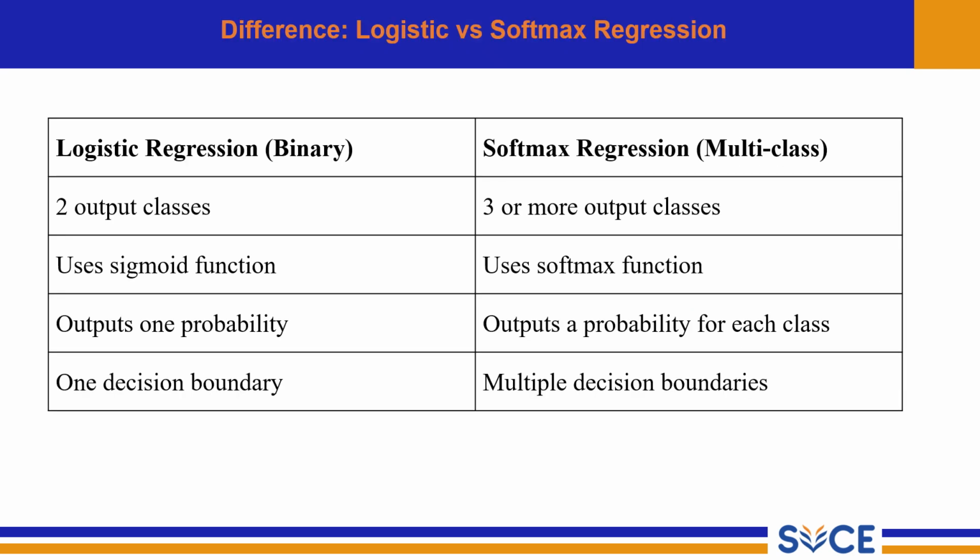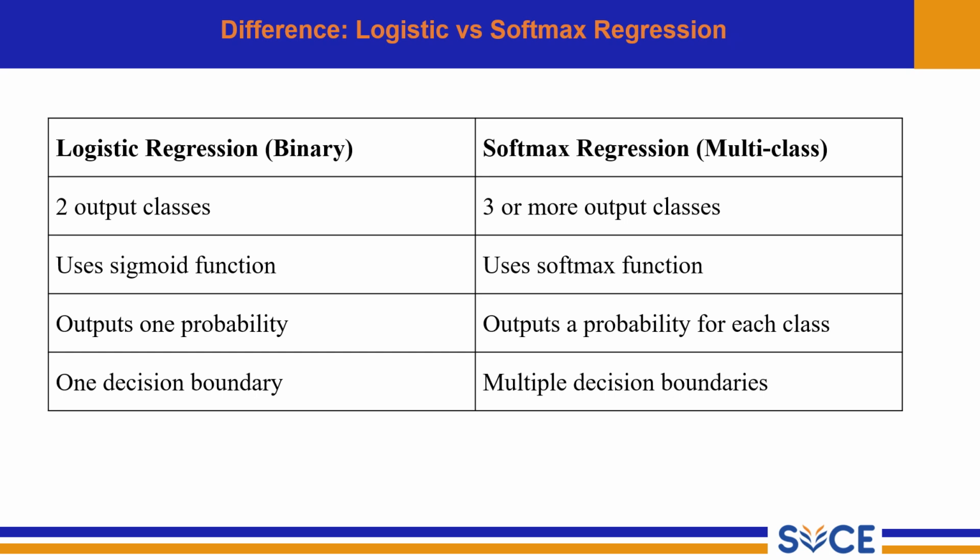Then the difference between logistic regression and softmax regression. These are the main techniques in machine learning classification. Let's start with logistic regression, which is used for binary classification problems. That means it deals with just two output classes, like yes or no, or true or false. It uses the sigmoid function to produce a single probability value, helping us to decide between the two options. Think of it like drawing one decision boundary to separate the two classes.